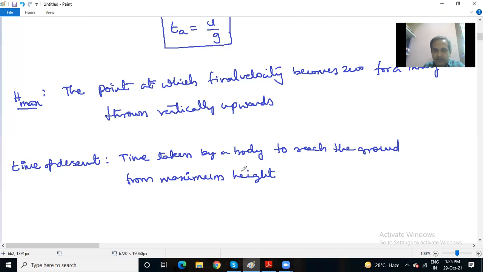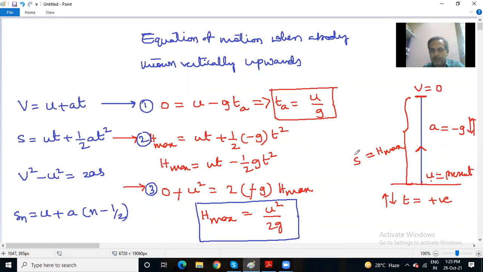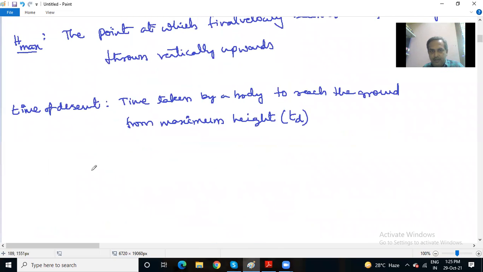Now let us look at the derivation of time of descent. You can represent it with TD. Suppose a body is thrown vertically upwards; after it reaches maximum height, its expression will be u square by 2g. Once it reaches maximum height, from that particular point it again falls down freely. So it behaves like a freely falling body. Now, let us write one of the equations for when a body is moving down freely without initial velocity.